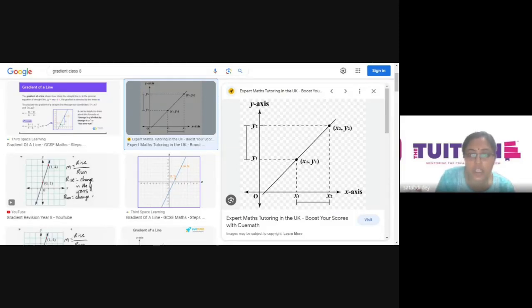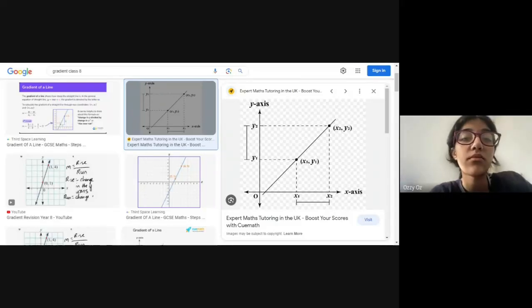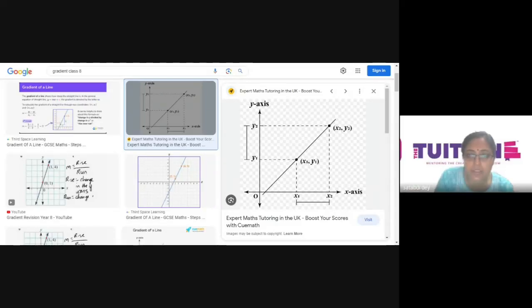Even if you haven't seen it in your book, it is change in y by change in x. So how do we find out change in y? It's simple: y2 minus y1, and the entire thing divided by x2 minus x1.